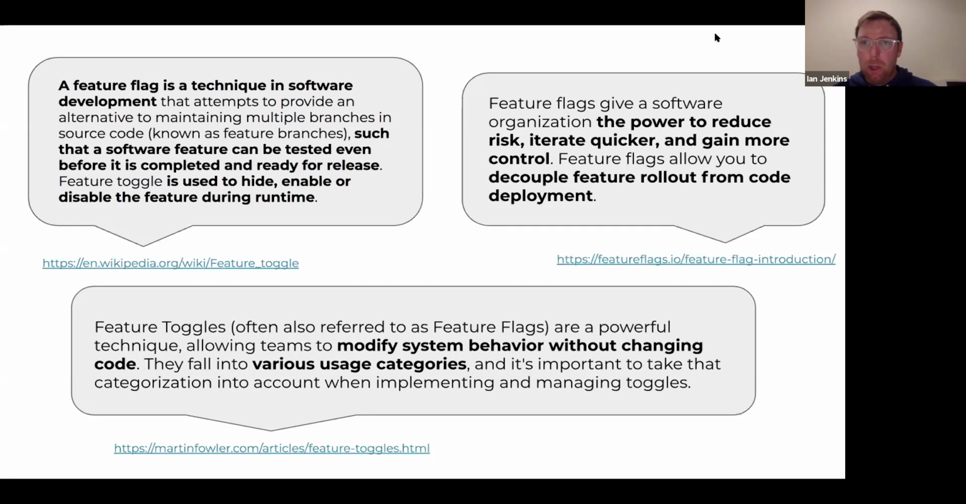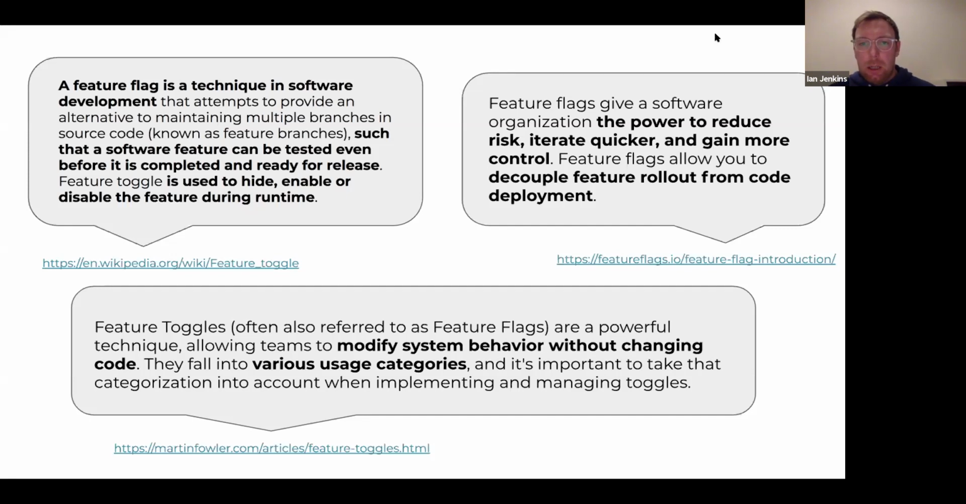The definition on the right-hand side there is from featureflags.io, which is a really good reference on feature flags. And they talk about feature flags in the context of reducing risk, being able to iterate quickly, and they introduce this concept of decoupling feature rollout, releases from deployments. Then finally, there's a good article on the Martin Fowler website, as there is for pretty much everything in software, on feature toggles. And they also talk about being able to modify system behavior at runtime. And they also introduce this concept of usage categories, which I quite like.